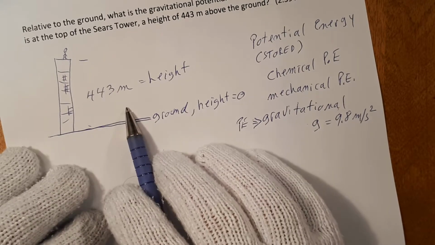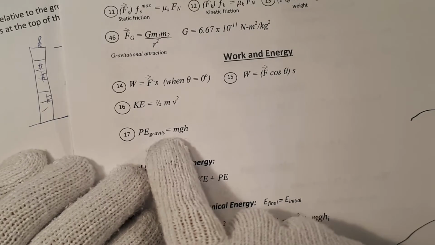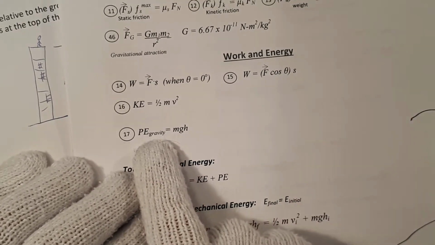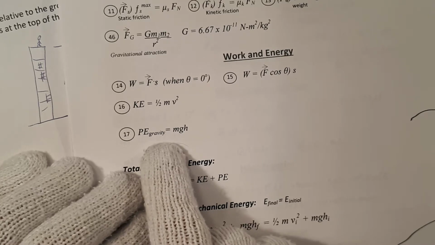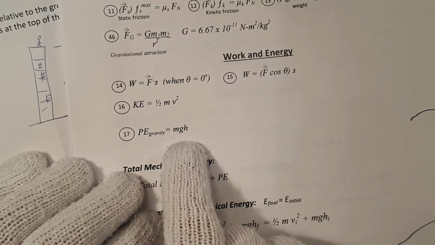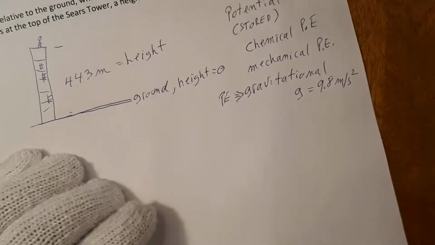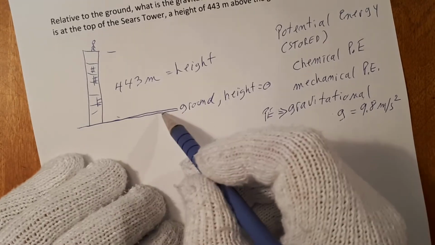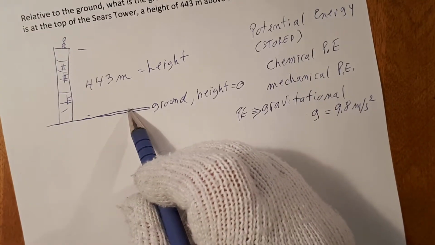The equation we're going to use for gravitational potential energy, let's look at our equation. Here it is here, potential energy. And I put in the subscript gravity, is equal to the mass times the acceleration due to gravity times its height. And the height is with respect to a reference point. I'll talk about that in a moment.